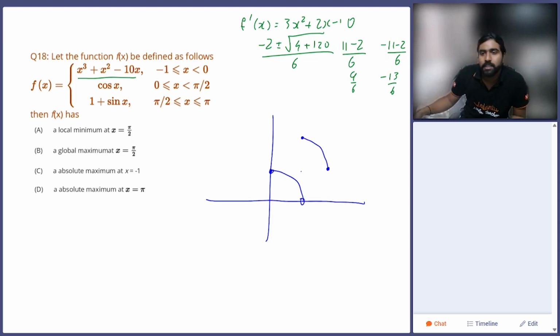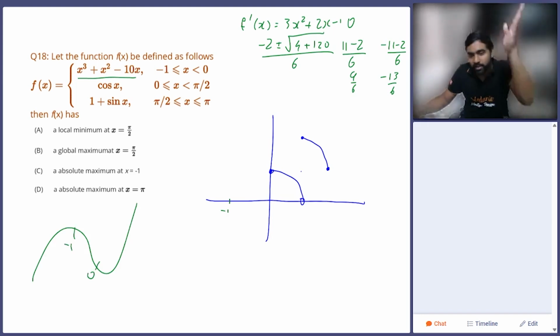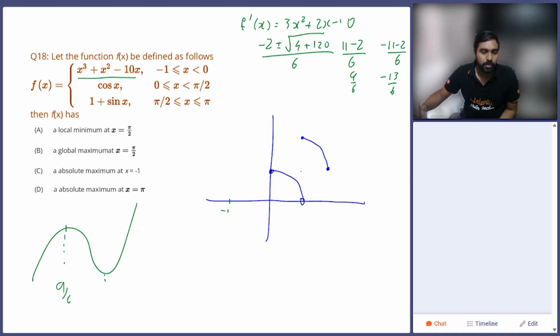So 9 by 6 is a value which is bigger than 1. Minus 13 by 6 is a value which is less than minus 1. So it doesn't really matter for me. I can say that my graph will basically look something along the lines of this, meaning that between minus 1 and 0, my function is going to be straightforward decreasing, as that value lies between the point of maxima and point of minima here. Minus 13 by 6 and 9 by 6 are lying over here. So yes, my interval minus 1 to 0 lies in this interval over here, which is completely present between the 2 points. Therefore, it's a directly decreasing expression.